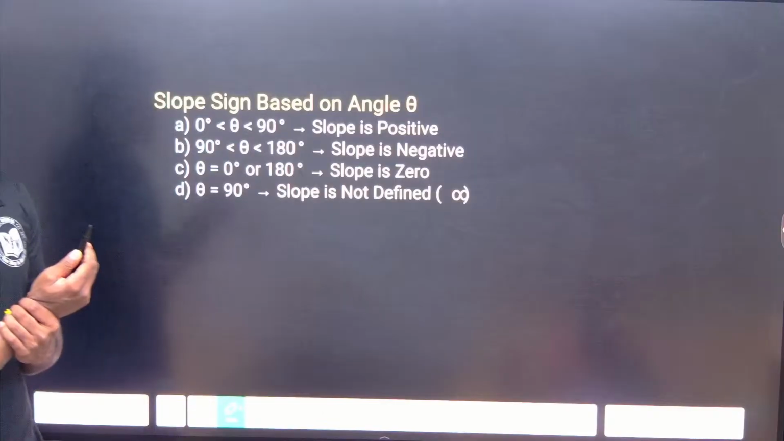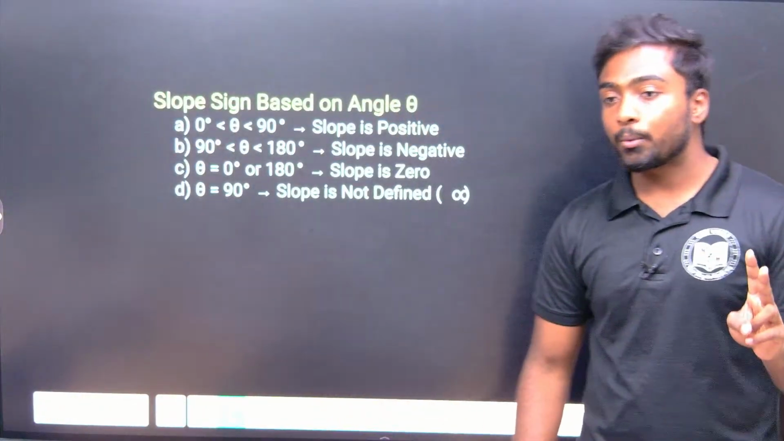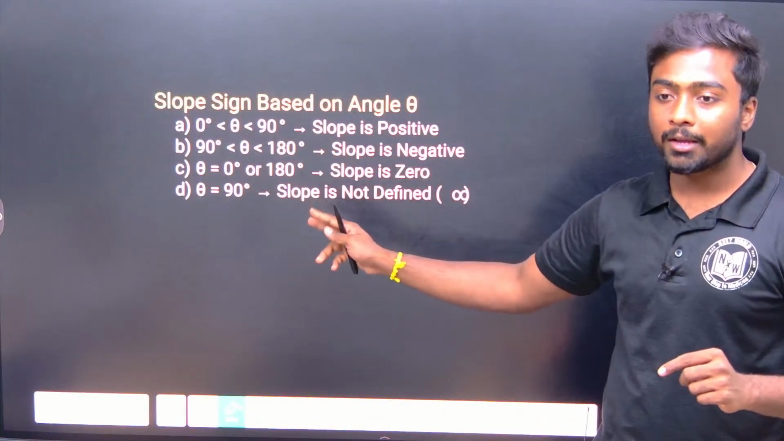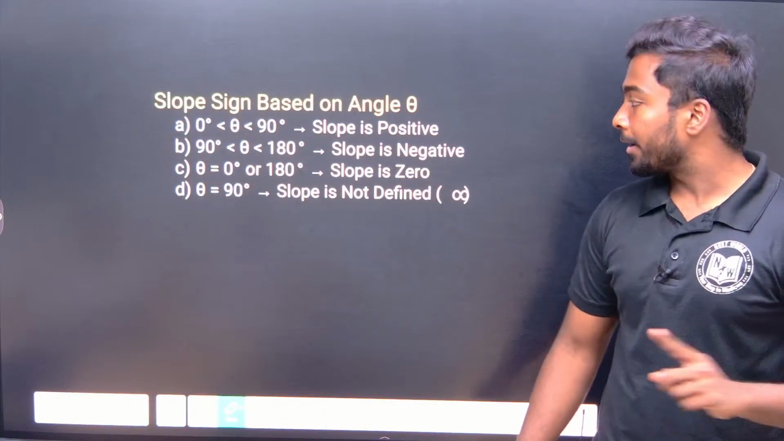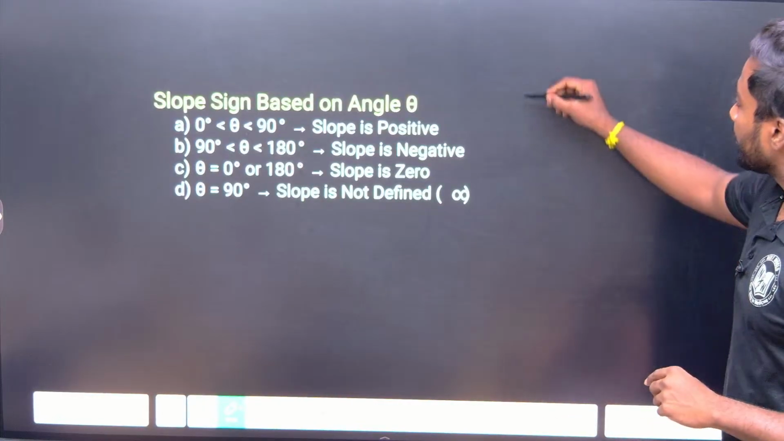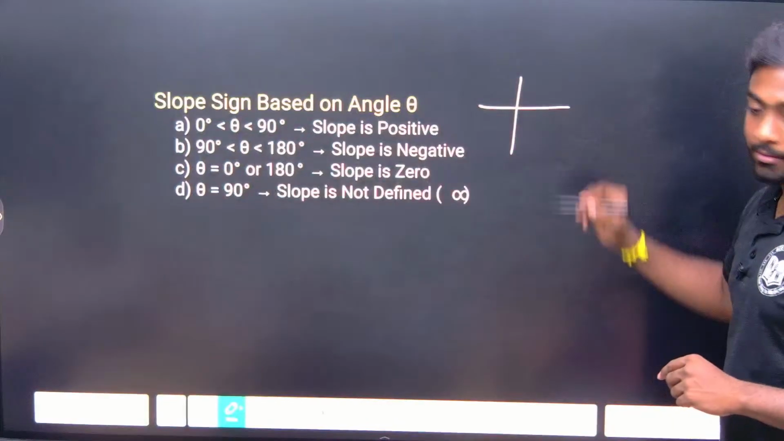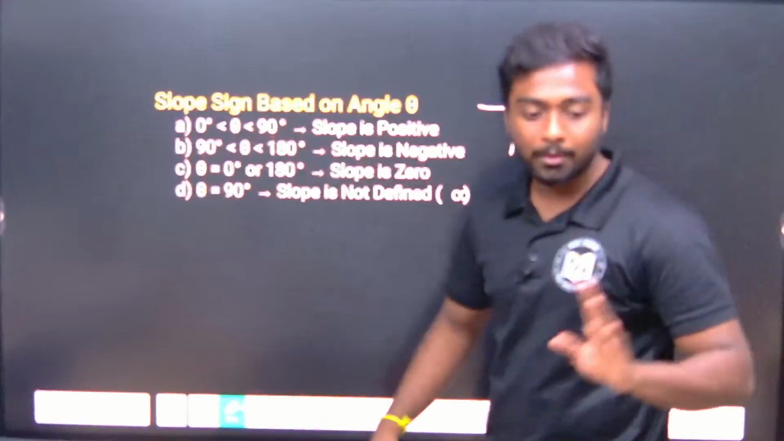So this is the main concept you should keep in mind whenever you are dealing with slopes. 0 to 90 positive, 90 to 180 negative, exactly 180 or 0 it is 0, and 90 is not defined. So 90 is the perpendicular direction. 0 or 180 means exactly horizontal, parallel to the horizontal.